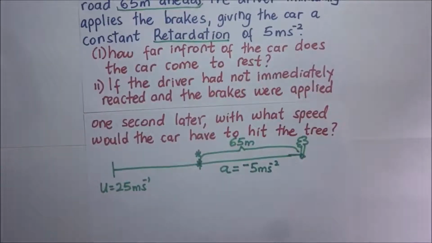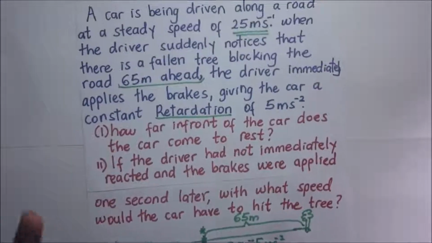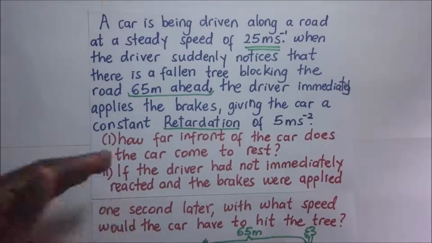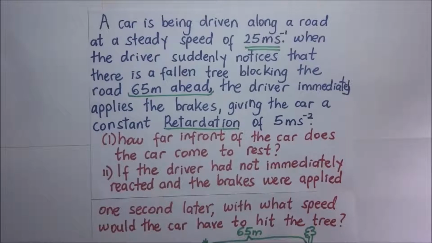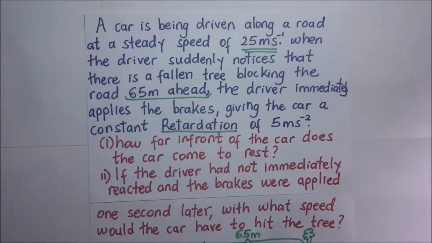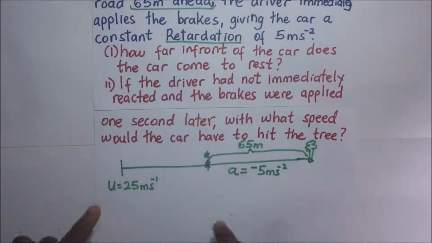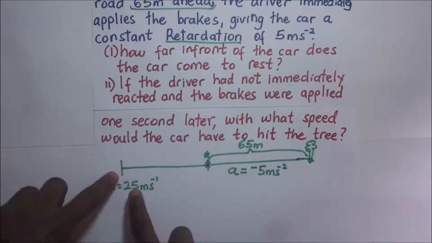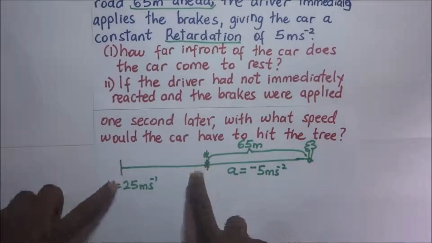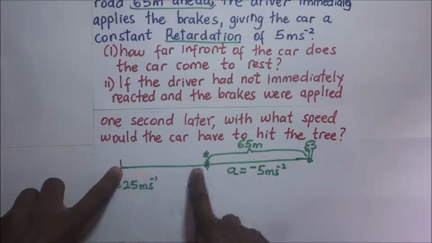Now, let's take note of this. This question is having two kinds of motion. Okay, it is all straight line motion. But we have straight line motion with constant velocity. Then we have straight line motion with constant acceleration or deceleration. In this case, the first portion of the journey, when this car was moving, it was moving at a constant velocity of 25 meters per second.